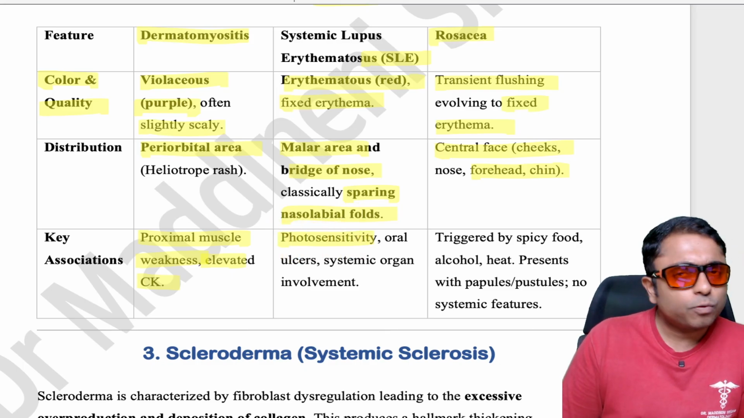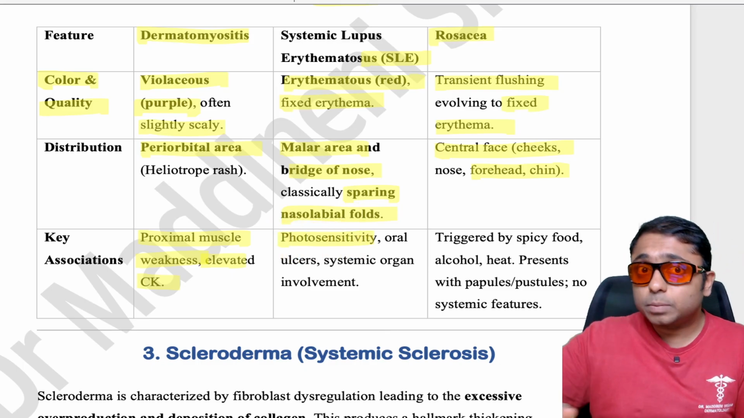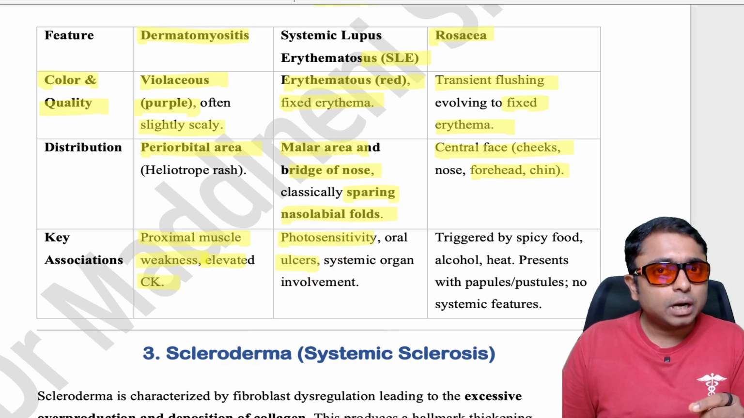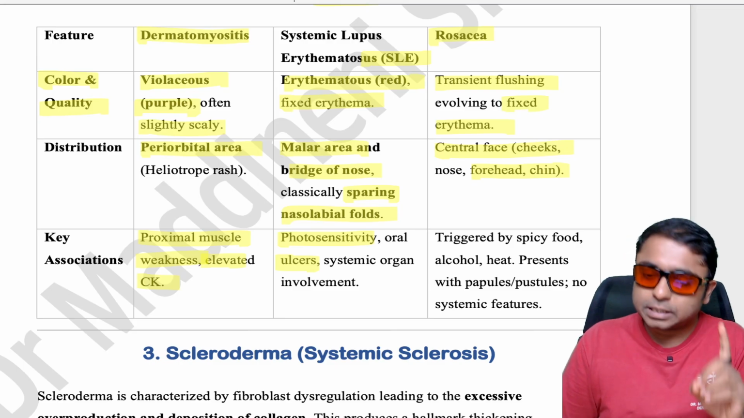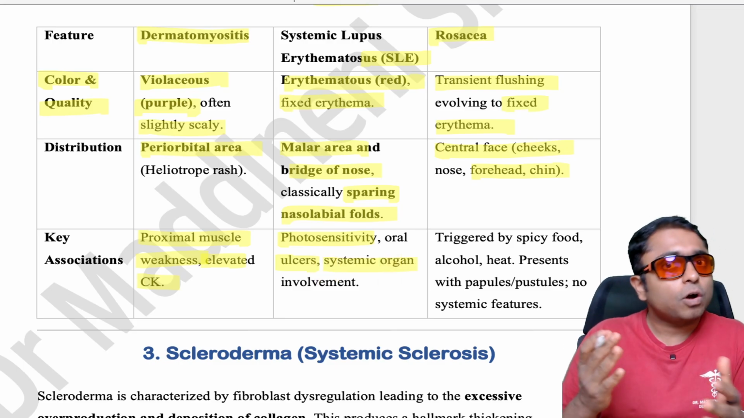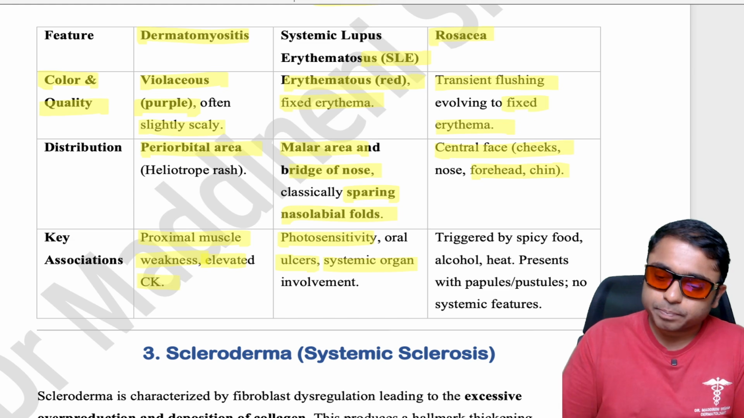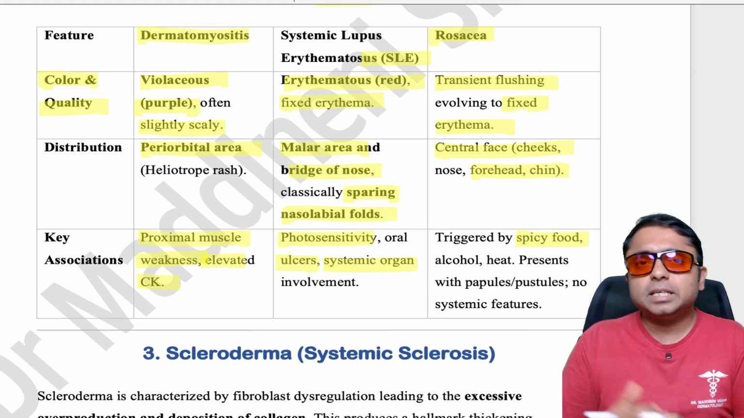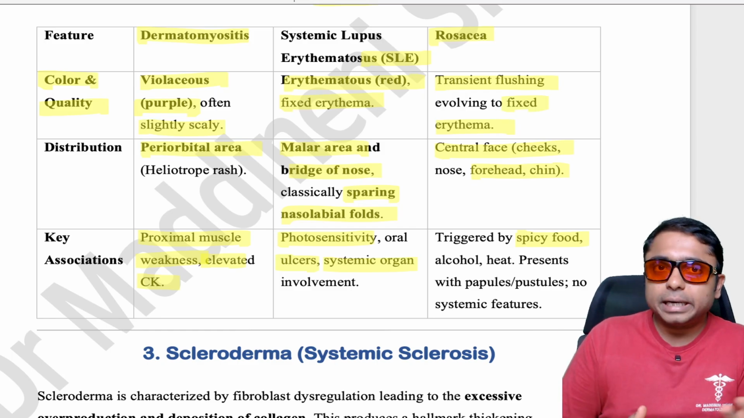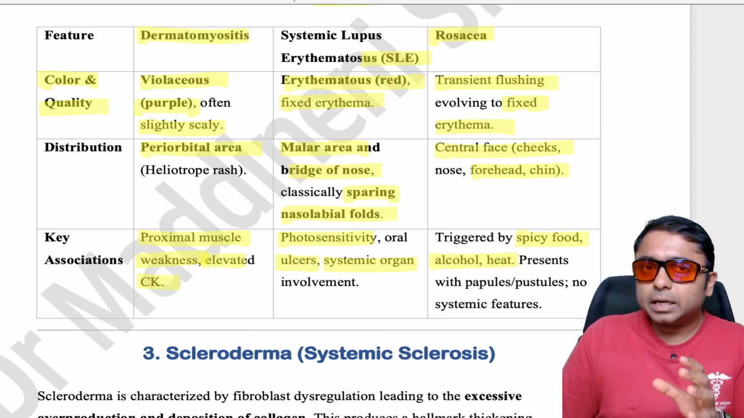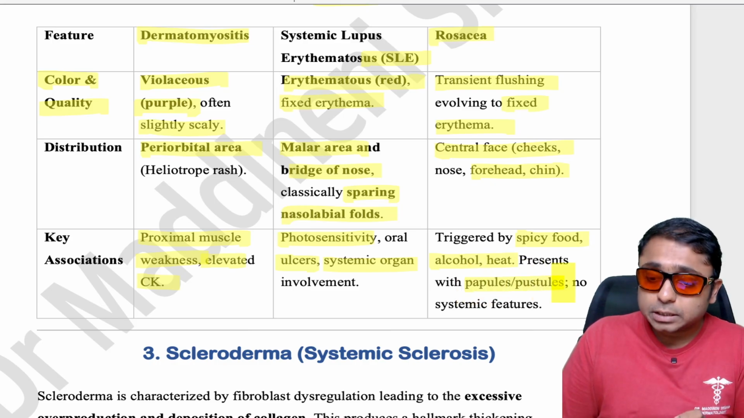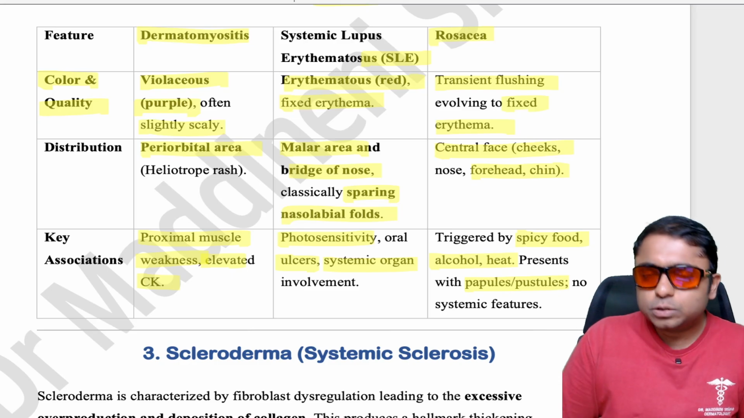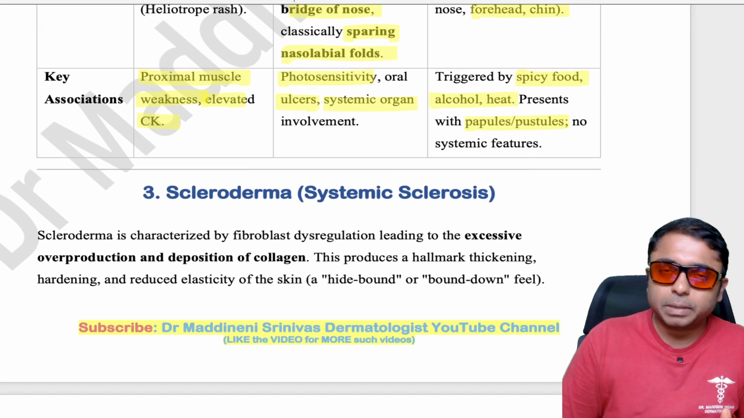In SLE, there is going to be photosensitivity. Of course, this photosensitivity can also be there in rosacea, but the important differentiating point is the ulcerations; the palatal, oral ulcers which are painless are going to be seen in patients of SLE. Apart from that, obviously, systemic organ involvement is seen in SLE patients. Rosacea, the important point is that triggers can be given in the question. Spicy food, stress, heat, alcohol intake, all these could be present, and it can also present with papules and pustular lesions, and the eyes can also be affected in patients of rosacea. So these are all the easy points to differentiate between these three conditions which can present with erythema over the face.